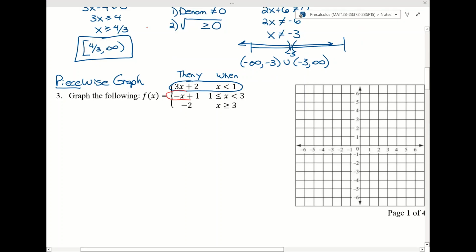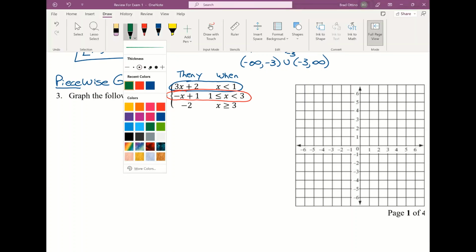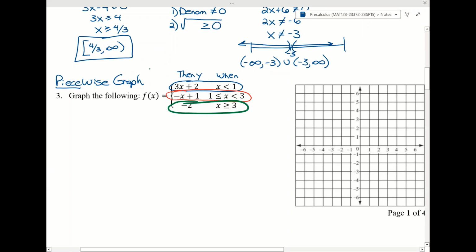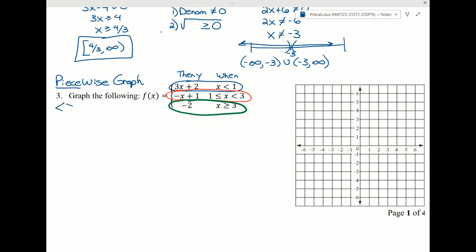This is the second piece. This only works when x is between 1 and 3. And then the third piece is y is -2 for any x value greater than or equal to 3. So the way that we graph these is anytime we're using one of these symbols, we put an open circle on the graph. Anytime it's one of these, we put a closed circle on the graph.